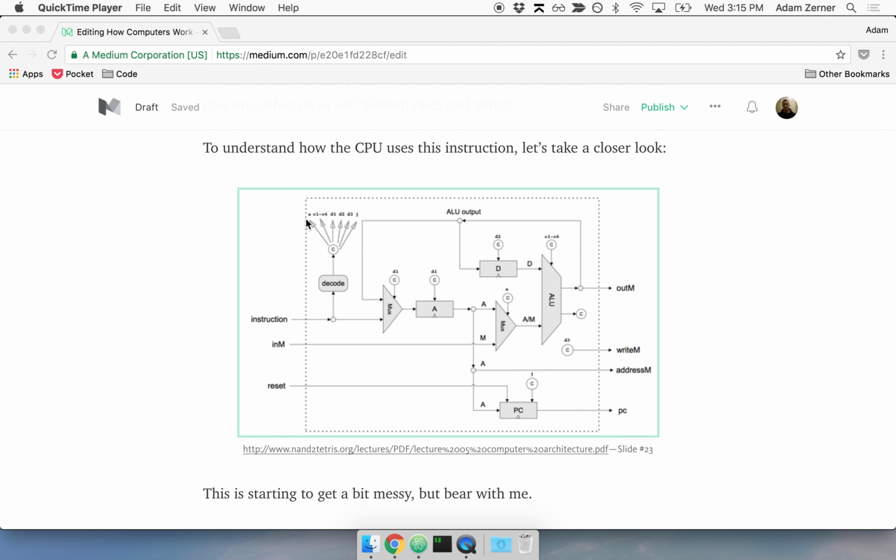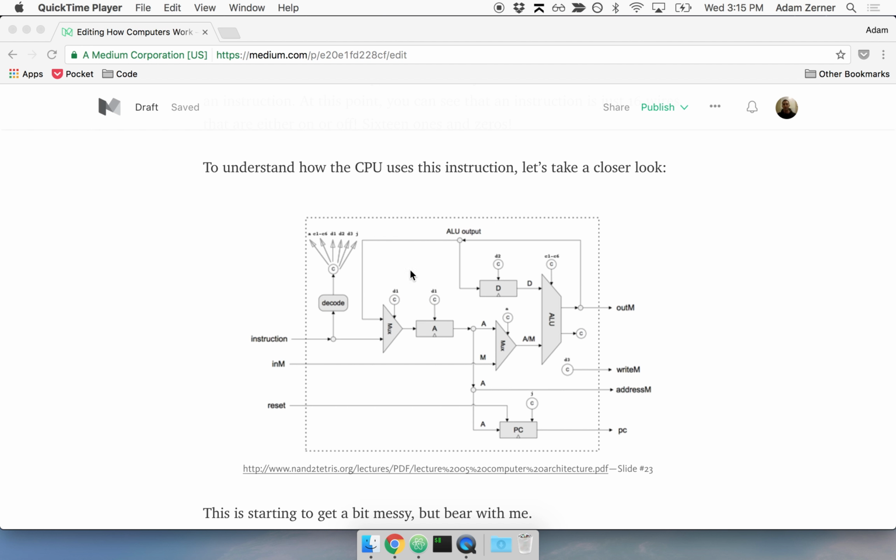Hey guys, I'd like to make it a little bit more clear what's happening in the CPU and how it handles instructions. Before we talk about how it handles instructions, I just want to give you a little bit better of an understanding of the CPU itself. So this diagram right here is a diagram of the CPU. And first I want to say that the CPU has three pockets. The three pockets are A, D, and PC.